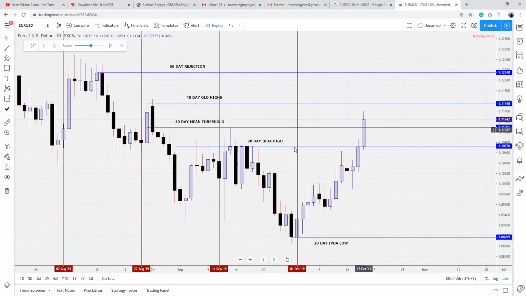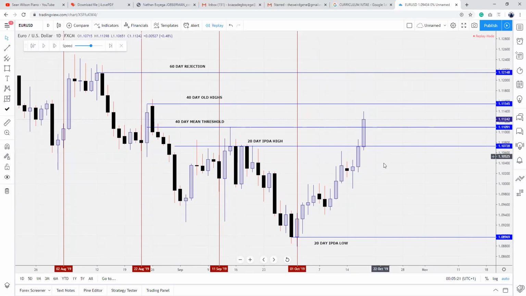Now, price closes solidly above the 20-day IPDA high, closes above the main threshold of this candle, and if price closes above the main threshold of this bearish order block candle, this is no longer going to be a reference for downside. Okay, because there's nothing now to reference for bearish prices. So we know the next target to the upside is the 40-day old highs. And this is actually a break in market structure.